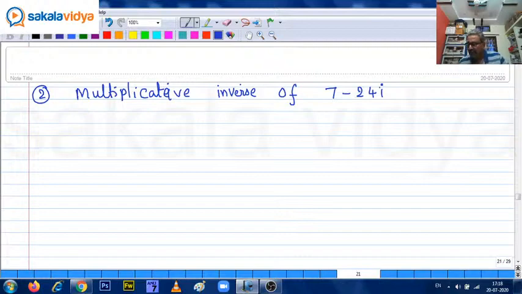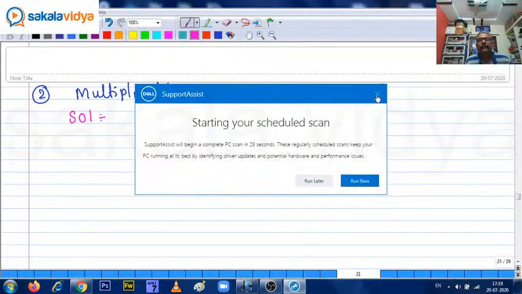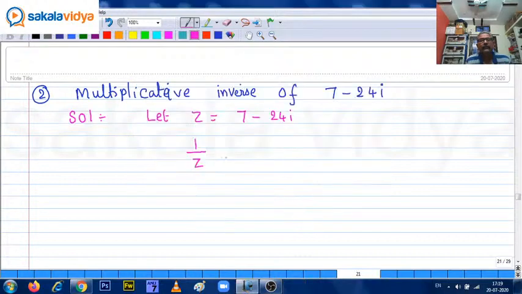So now, let Z is equal to 7 minus 24i. We need to find out 1 by Z. 1 by Z, 1 by 7 minus 24i. Multiply with 7 plus 24i upon 7 plus 24i.